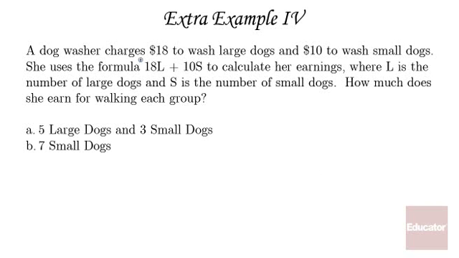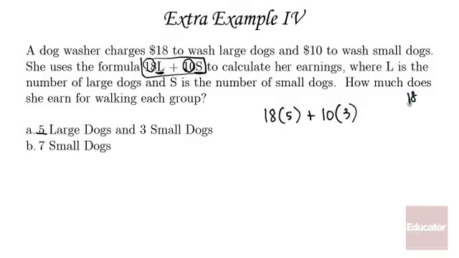So they've given us the algebraic expression here, 18L plus 10S. $18 for every large dog and $10 for every small dog. And now they're giving us scenarios, values to plug into this algebraic expression. The first one is 5 large dogs. So I'm going to say 18 and in place of L, 5. Plus 10 and in place of S, 3.